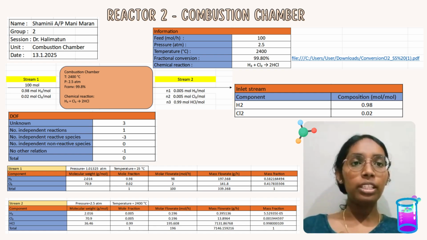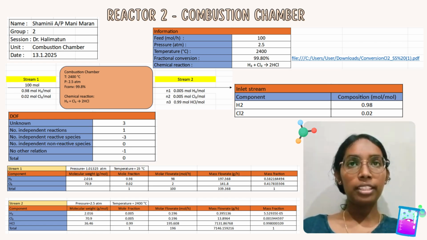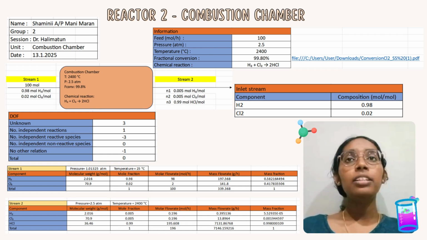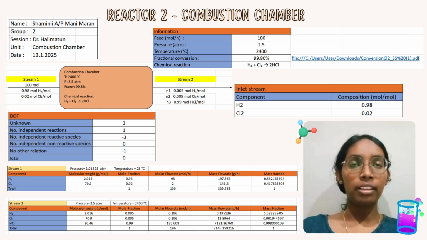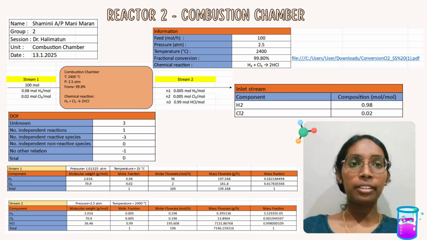So reactor 2 is a combustion chamber, whose intent is to produce HCl, hydrochloric acid, from H2 and Cl2, hydrogen and chlorine. The information is: feed is 100 mole per hour as per our assumption, pressure is 2.5 atmosphere, temperature is 2400 Celsius, fractional conversion is 99.8 percent, which I got from the internet, and the chemical reaction is H2 plus Cl2 equals 2HCl.